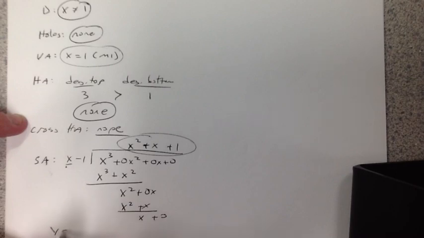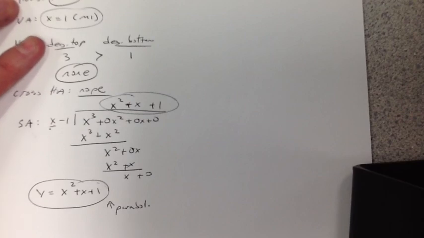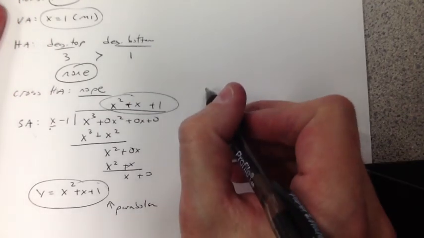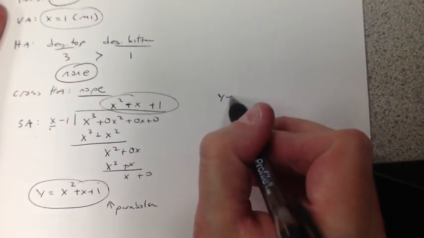Now it's kind of weird because if you notice, our slant asymptote this time is a parabola. Okay, and that's going to cause us a little bit of trouble in just a few moments. So let's go ahead then, quickly get the y-intercept.